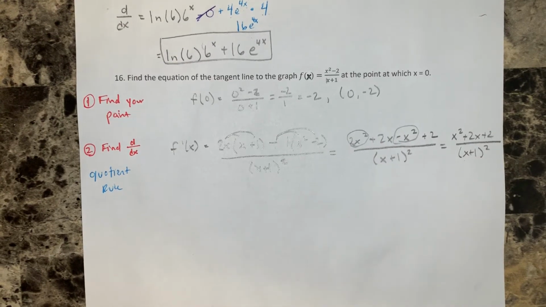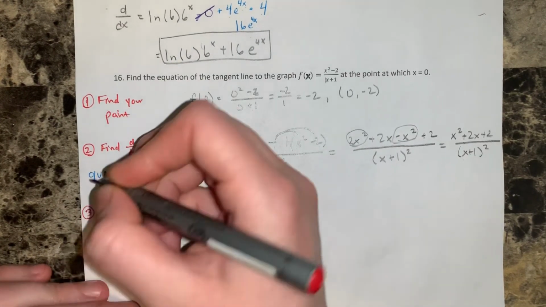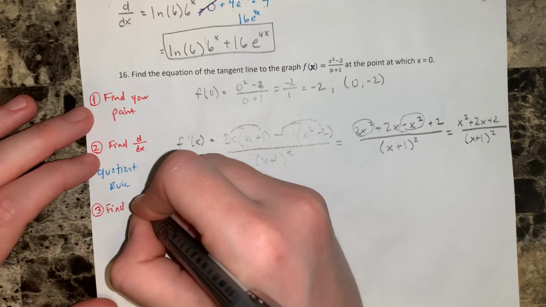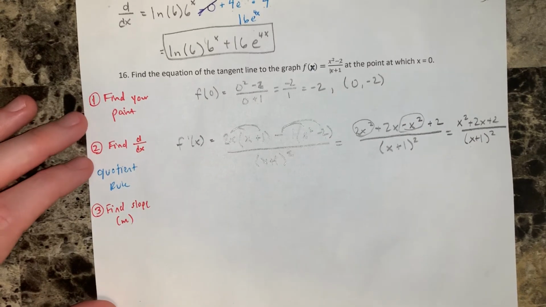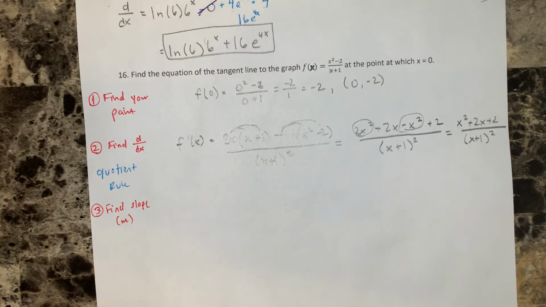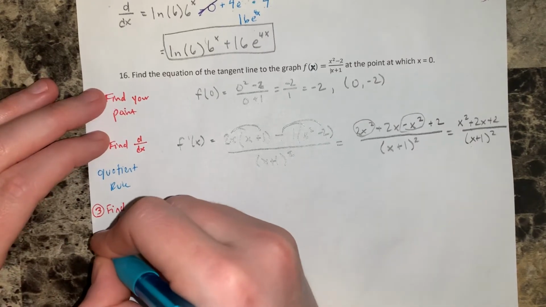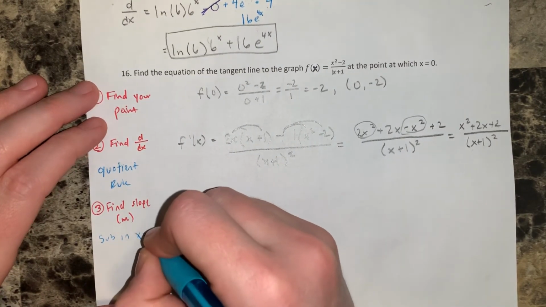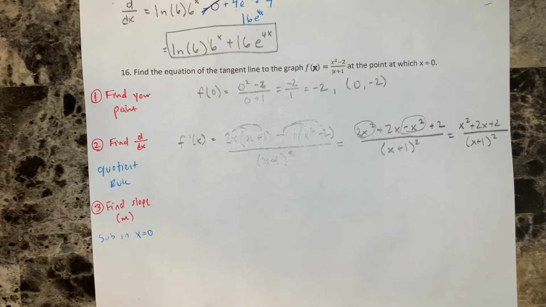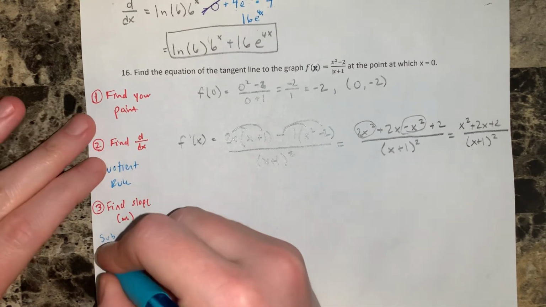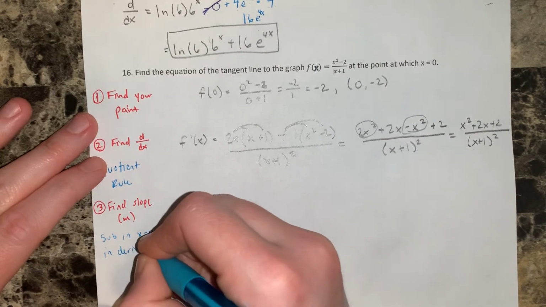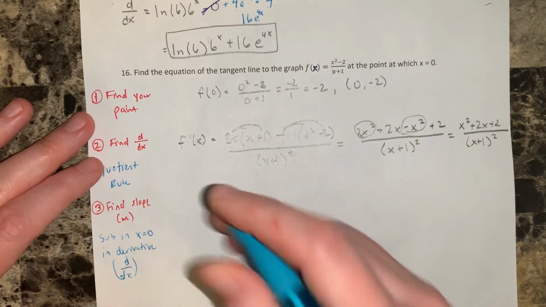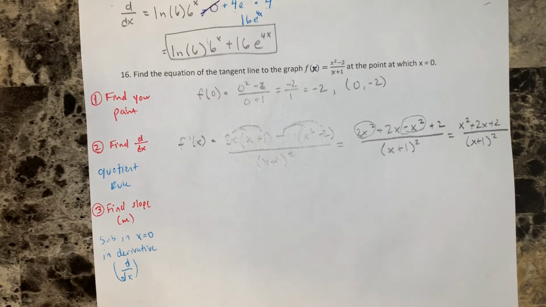So now that we've found our derivative, step 3 is going to be finding your slope. Find slope. Remember, we denote that with an m in our linear equations. So to do such, we're going to sub in x equals 0. Okay, so we're going to use our derivative. Right here, I'll sub in x equals 0 in derivative. And again, we denoted that as d over dx. Okay, so you know where all these numbers are coming from.